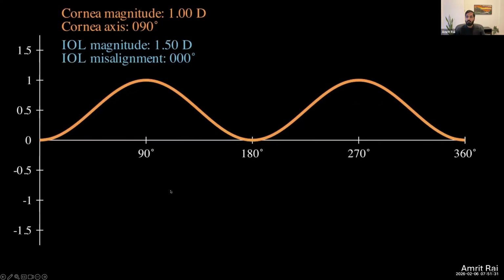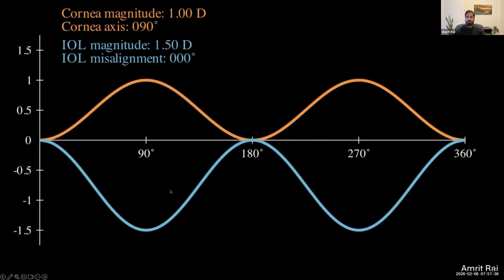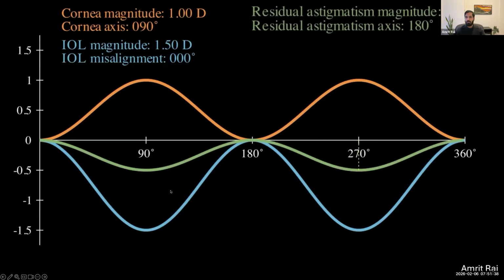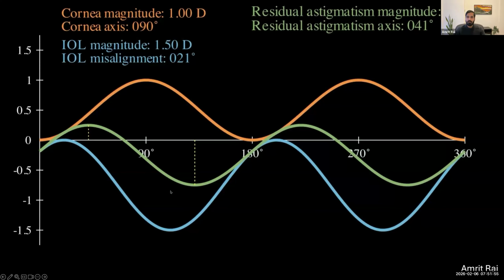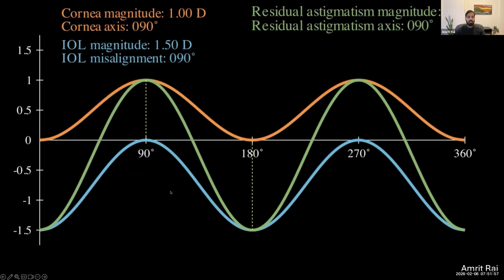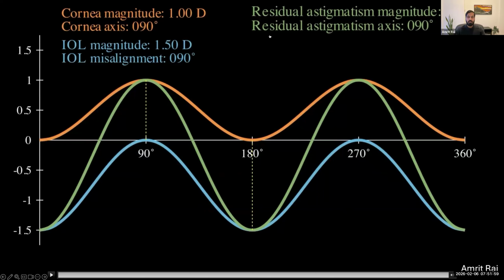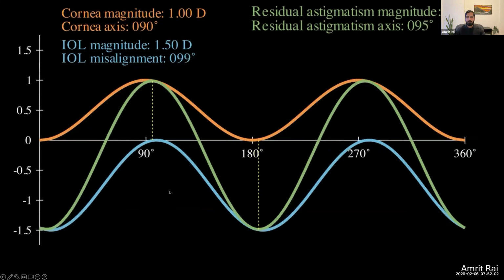And let's look at what happens if we overcorrect by 0.5 diopters. Here again, at baseline, we'll have residual astigmatism of 0.5 diopters, even with 0 degrees of misalignment. And we reach that 1 diopter of residual astigmatism at just 21 degrees of misalignment. And again, the residual astigmatism has an axis of 41 degrees, well into oblique astigmatism territory. If we are 90 degrees misaligned, again, we get a huge amount of residual astigmatism.